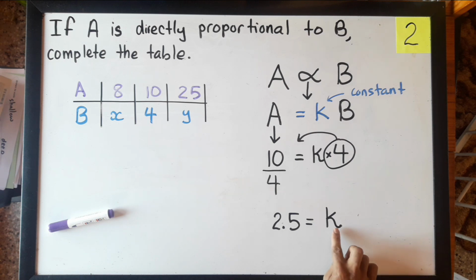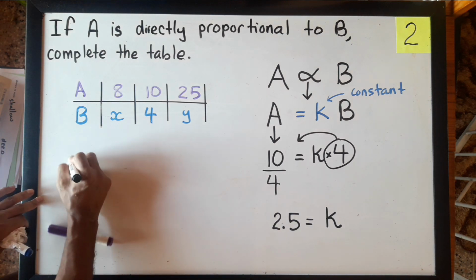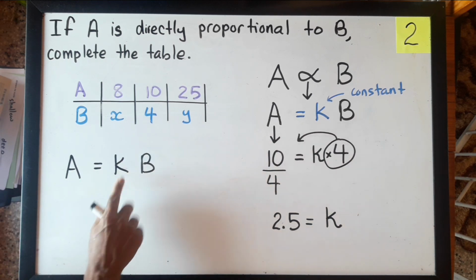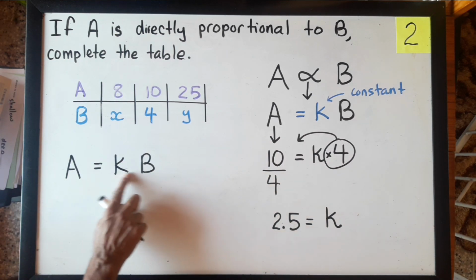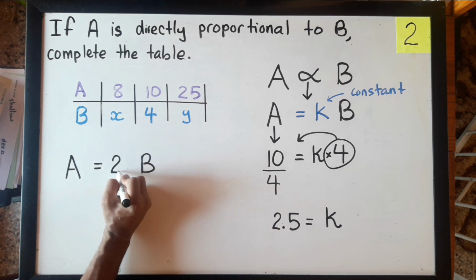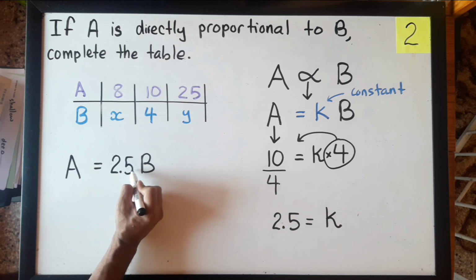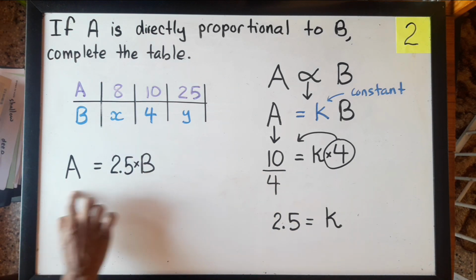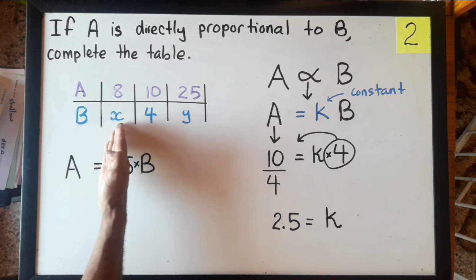So now that we have figured out the value of K, and it's 2.5, that means for the rest of the question, it's going to remain 2.5. So this is what we know so far. Remember, A is equal to KB. Well, there's no reason to write K anymore because we just figured out K is 2.5. And between here and here, there's a secret multiply. So using this now, we can figure out X and Y.